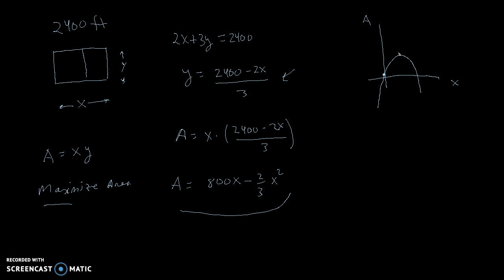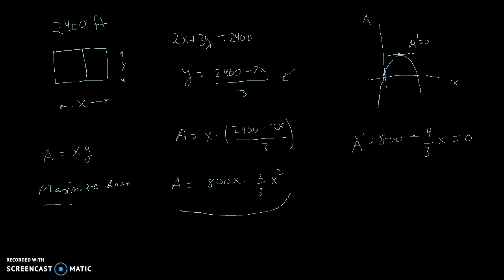And the maximum occurs when the derivative is 0. So we want to set up the equation A prime equals 0 and solve it for x. A prime is easy. A prime is 800 minus, bring down the 2 here, 2 times 2/3 will make 4/3 times x to the first. So A prime is 800 minus 4/3 x, and we want to set that equal to 0.